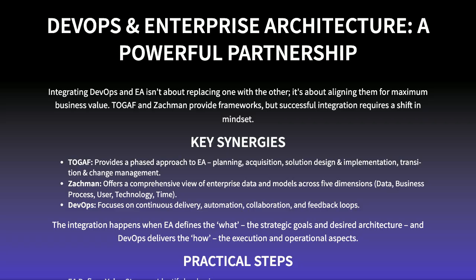EA focuses on what we need to build, while DevOps figures out how we're going to get it there. It's not a replacement of one over the other. Instead, focusing on value streams helps us align our efforts and track what really matters. We can use metrics like deployment frequency and lead time to measure both architectural health and operational speed.